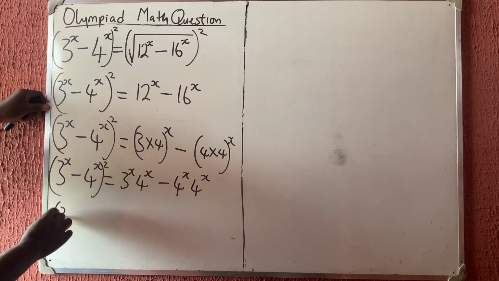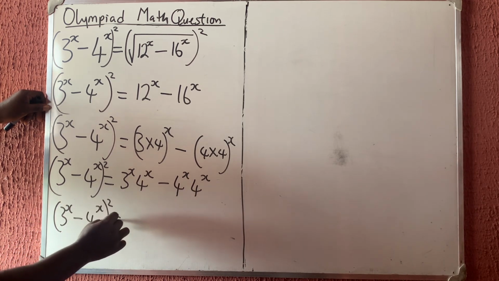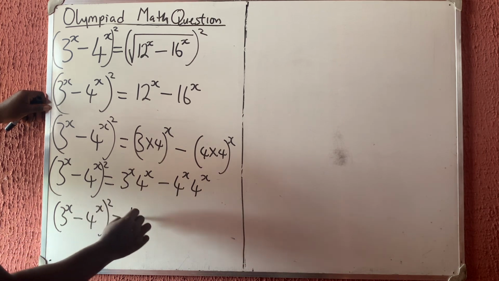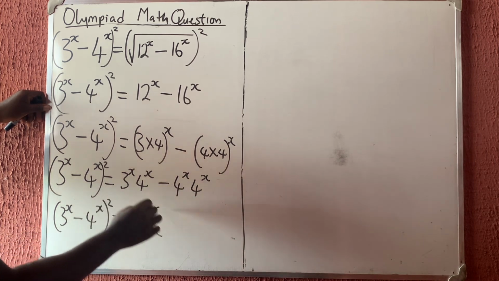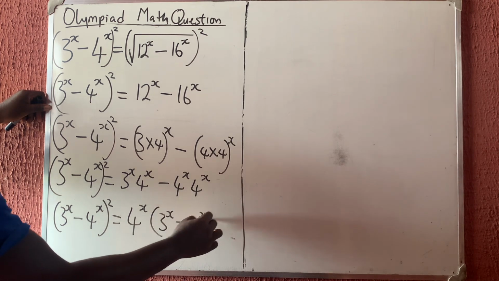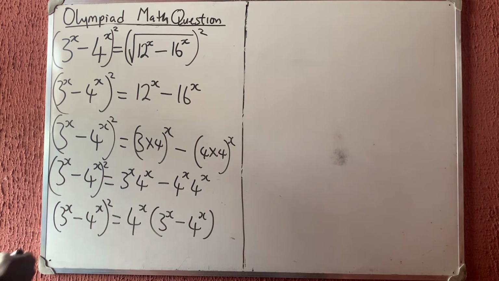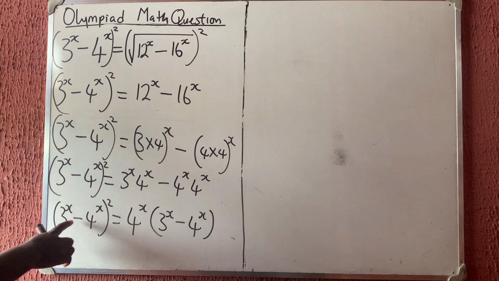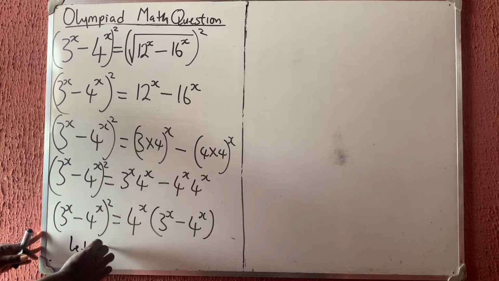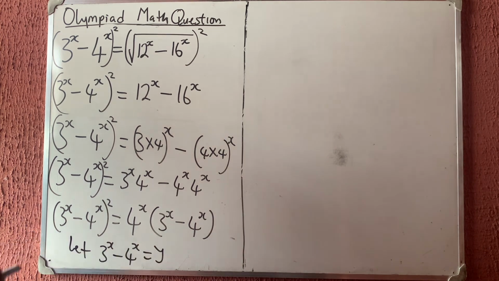So I'm having (3^x − 4^x)² is equal to, now they have something in common, they have 4^x in common. So I'm going to have 4^x times (3^x − 4^x). Now if you look at this, you see that this and this are the same thing, so you can quickly say let 3^x − 4^x be equal to y, because they are the same. So anywhere I see that, I can just put y.